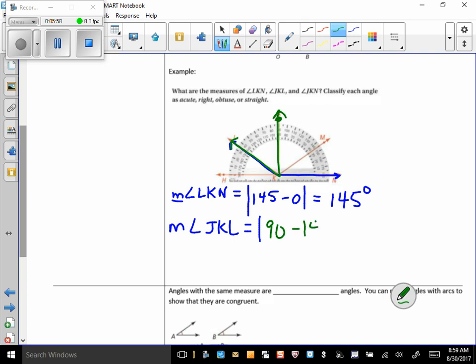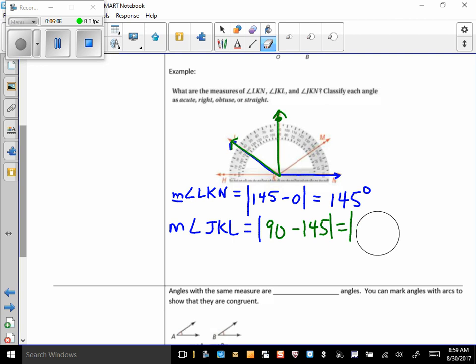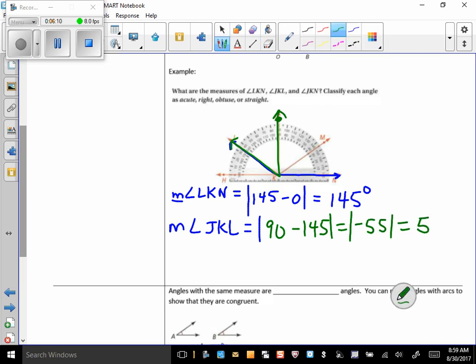90 minus 145, which is the absolute value of, sorry, negative 55. That's negative 55. So that would be a 55-degree angle, because remember, absolute value is always positive. And then we got JKN, measure of angle JKN. So where are we? JKN. So that would be the absolute value of 90 minus 0, which is going to give me 90 degrees.